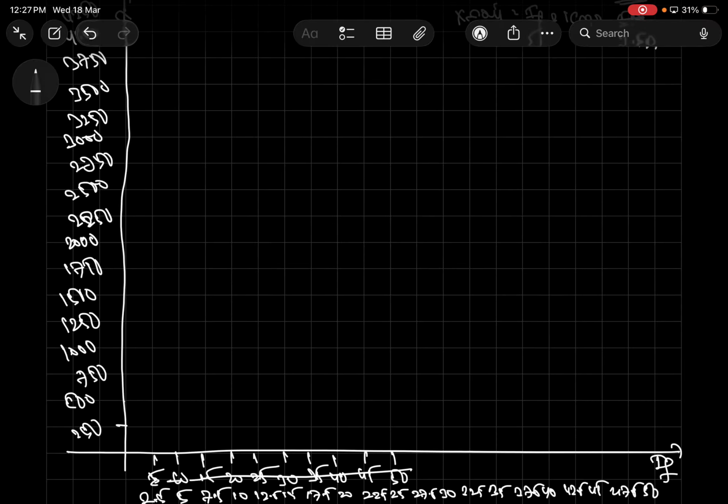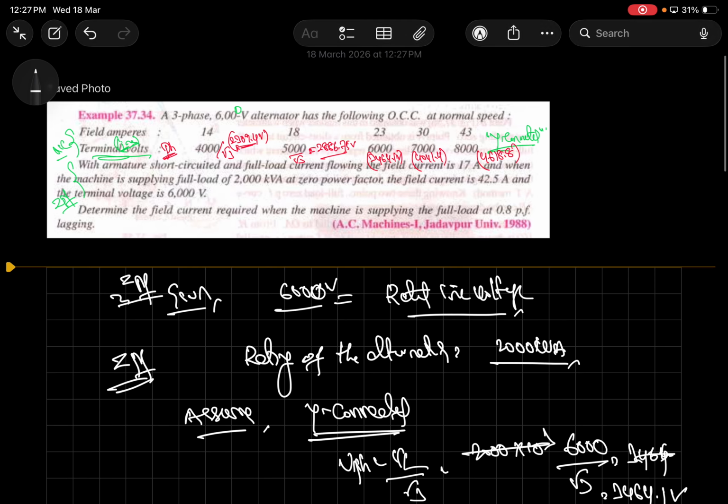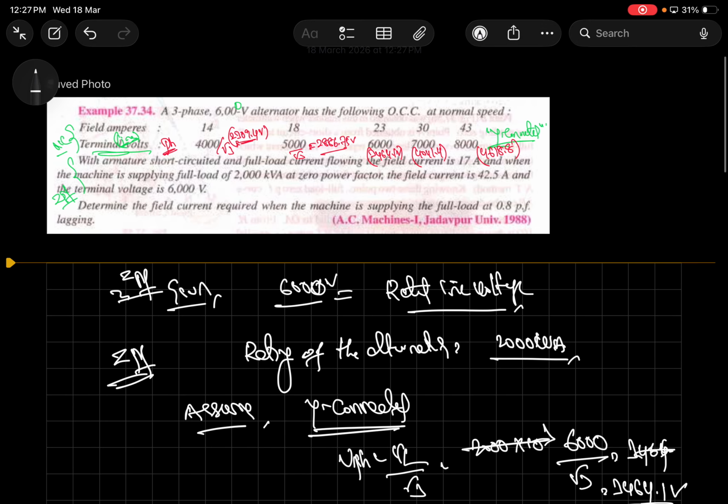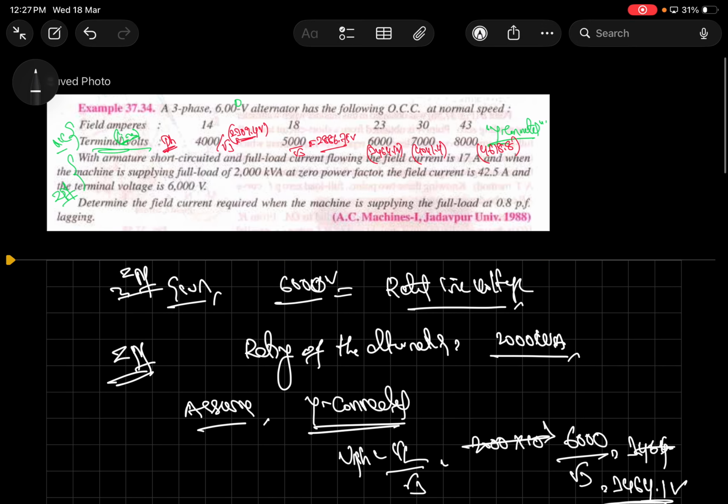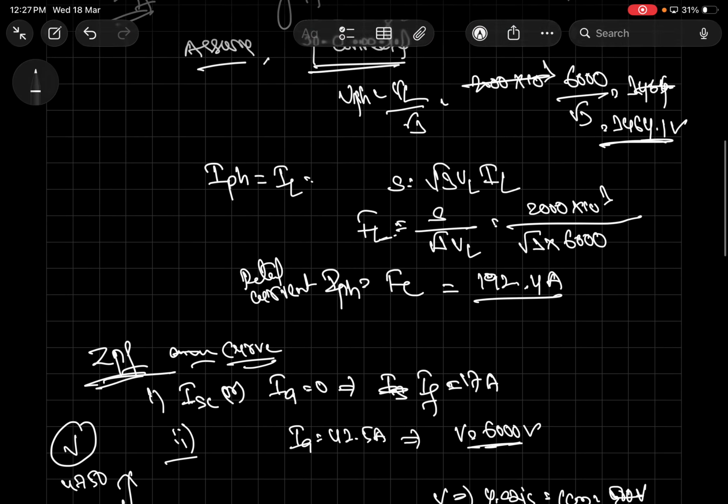Okay. Now here, let's try to locate the points here. So help me in locating the points. First, we'll try to draw the OCC. For 14 amps, what is the voltage here? 2309.4.